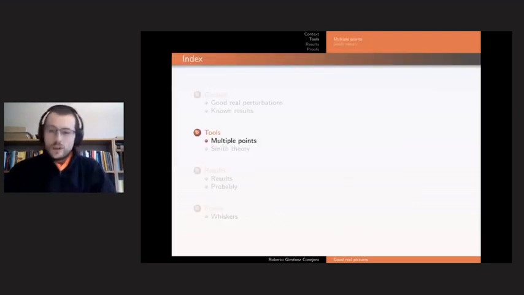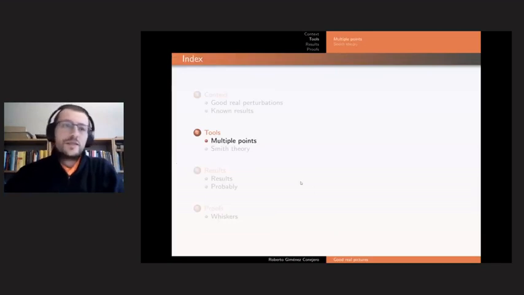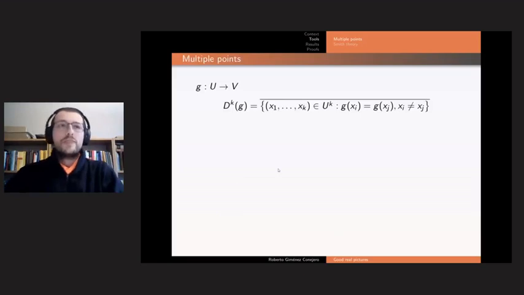Okay. So what do we use to prove this conjecture and all the results that we prove? We use the multiple point spaces. If you want to look at images of mappings, you have to use multiple point spaces. So if you have a mapping, the multiple point, it is very easy.